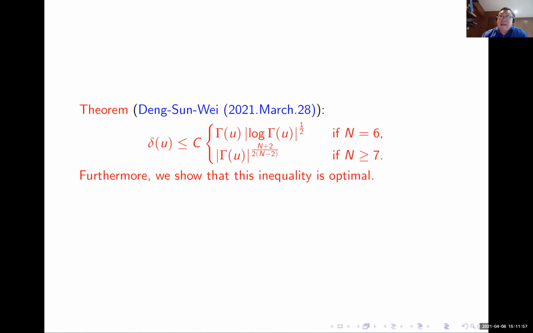we use this finite dimensional reduction method, and we solve the problem completely. So for dimension 6, we show that the right quantity is gamma times the square root of log gamma. And in dimension n greater than 6, the number alpha is (n+2)/(2(n-2)). And we show that this inequality is optimal. So this is the optimal quantitative estimate.